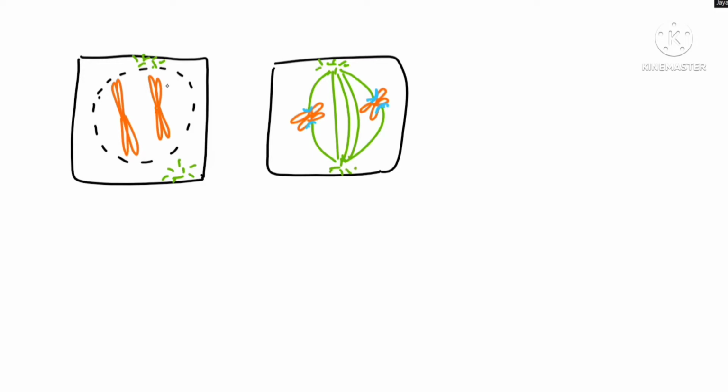This is the end of the prophase going on and the beginning of the metaphase. So what will happen? Slowly, slowly, the chromosomes will come to align themselves on the equatorial plate. Now proper alignment will be done.